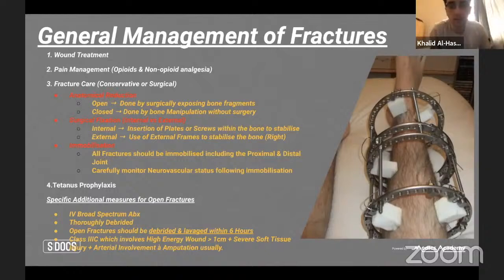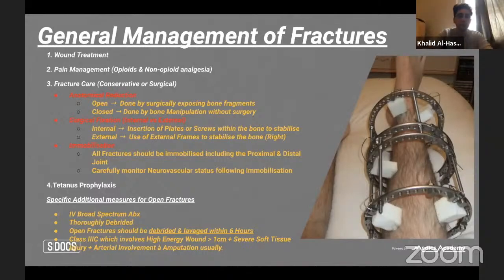Examples of opioid analgesics would be things such as codeine, tramadol, dihydrocodeine, etc. Non-opioid analgesia would be taking a look at things such as non-steroidal anti-inflammatory drugs, such as ibuprofen or celecoxib, which is more of a COX-2 inhibitor. So fracture care: it's conservative or surgical.